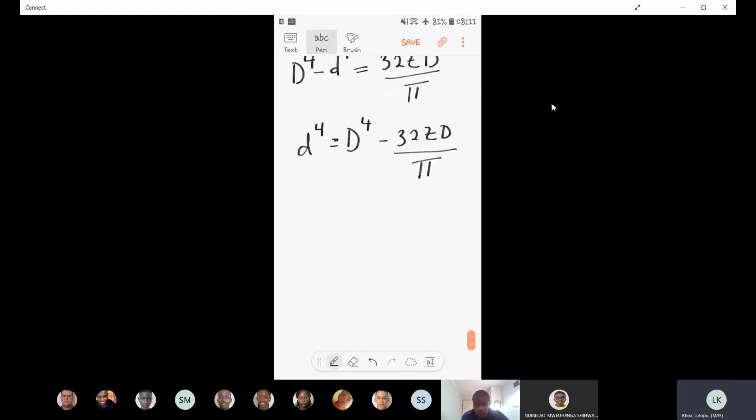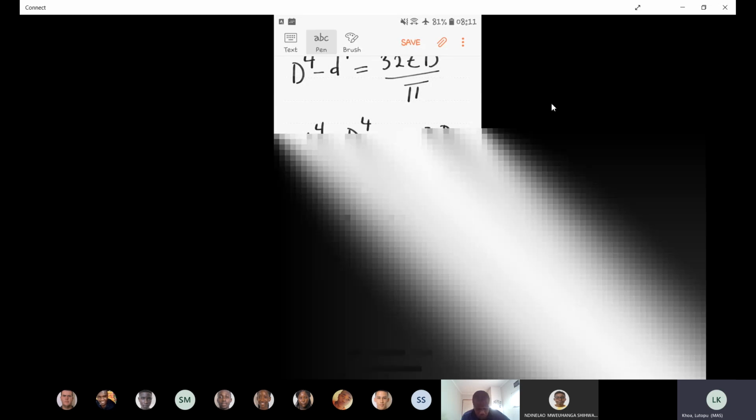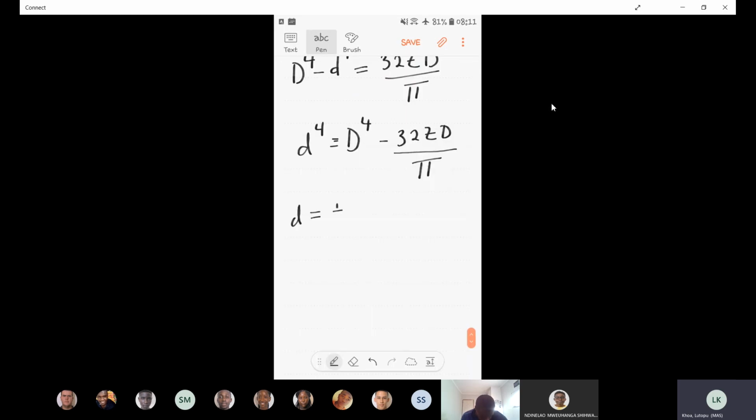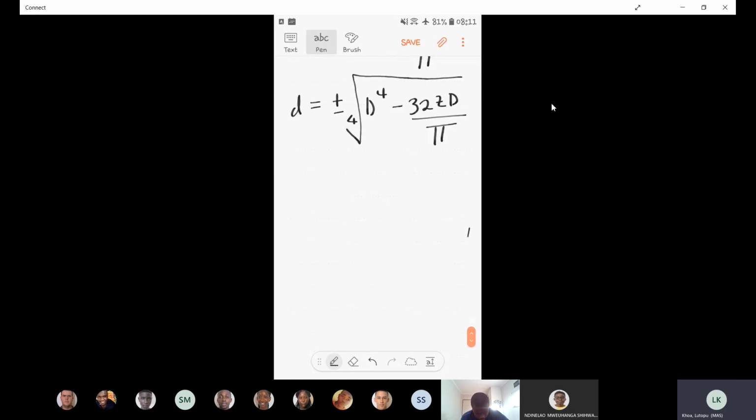And then you take the fourth root. Now the fourth root is like the square root. You will get positive and negative values. So it should be plus or minus the fourth root. So d is plus or minus the fourth root of big D to the power of 4 minus 32 ZD over pi. And that's small d as the subject of the formula.